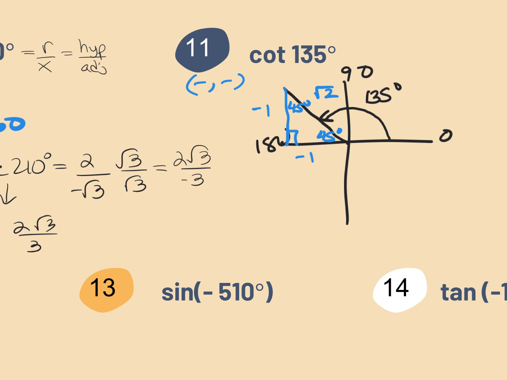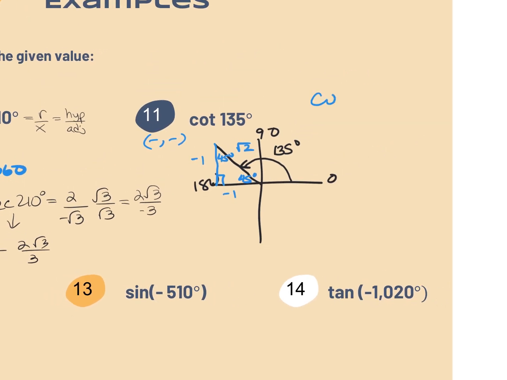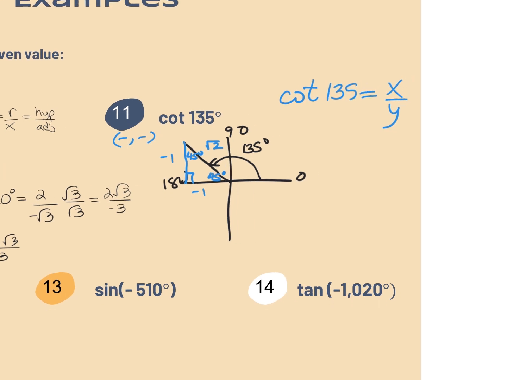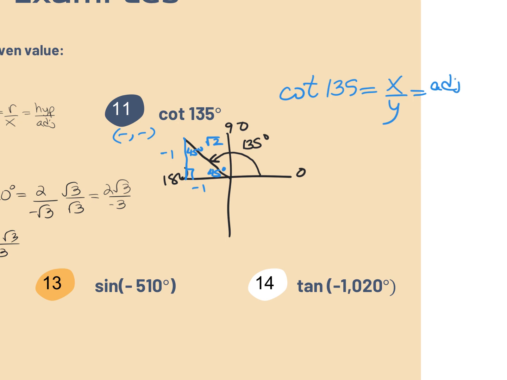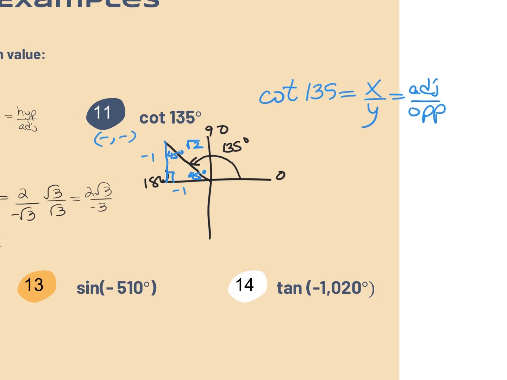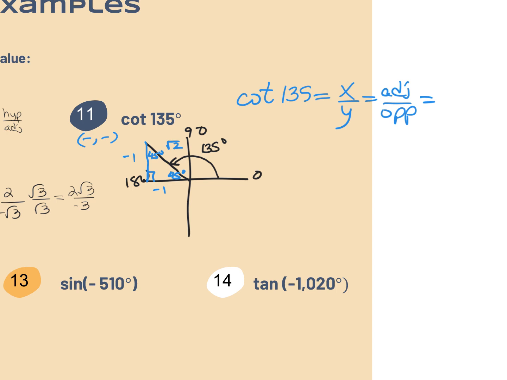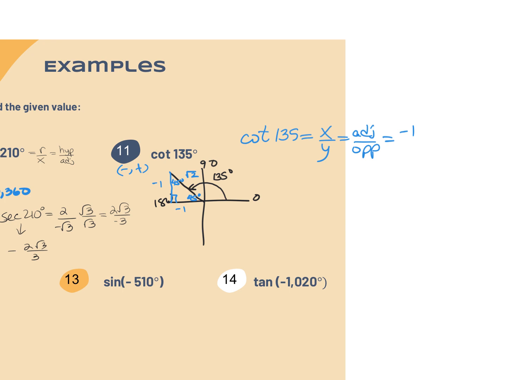So now when I go to fill in cotangent, you're either going to memorize it as x over y or adjacent over opposite. And in this case, it's going to be -1 over, oh, this should be positive. Oops. Signs here are negative, positive. And so this one should be a positive. So -1 over +1, which simplifies to -1, because the signs in that quadrant are negative, positive.